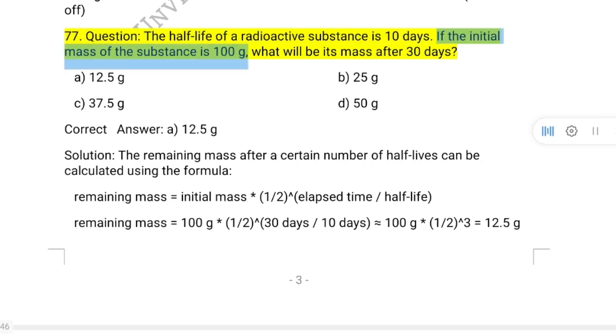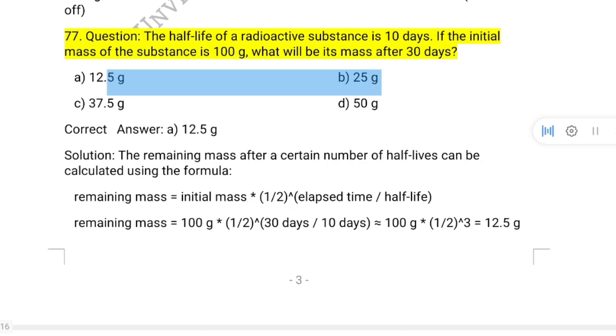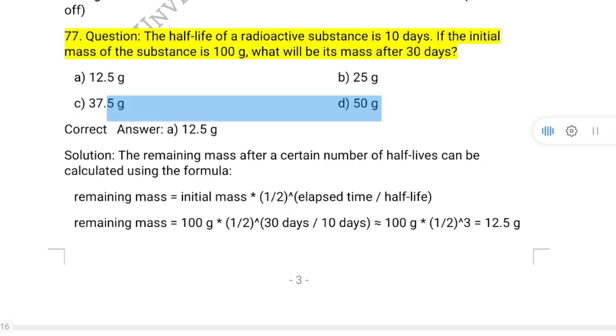77. Question. The half-life of a radioactive substance is 10 days. If the initial mass of the substance is 100 grams, what will be its mass after 30 days? A. 12.5 grams. B. 25 grams. C. 37.5 grams. D. 50 grams. Correct answer: A. 12.5 grams.